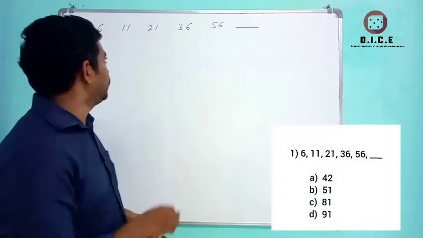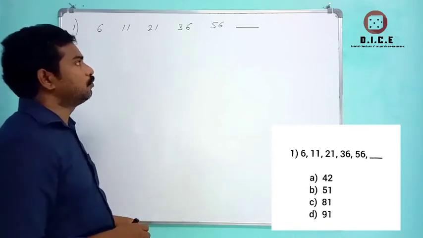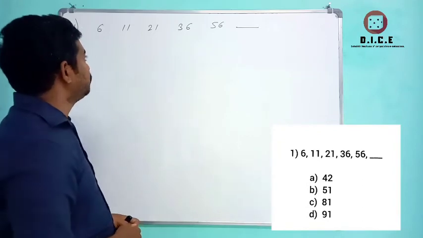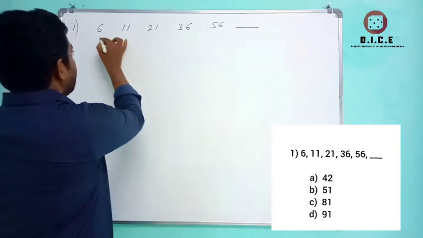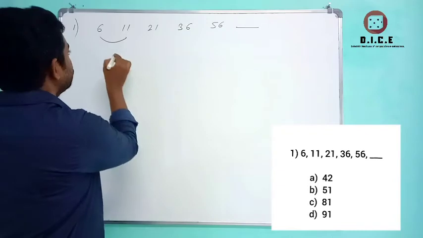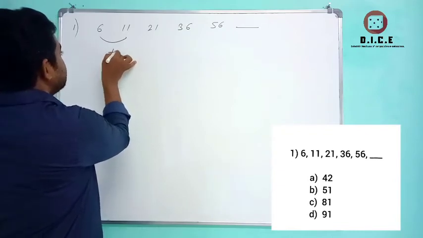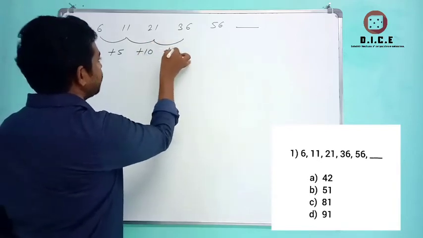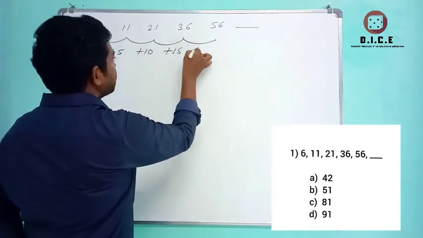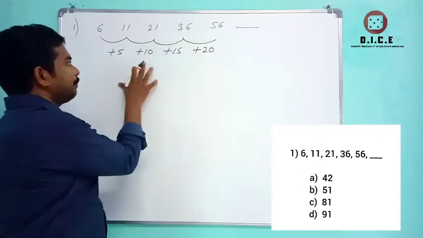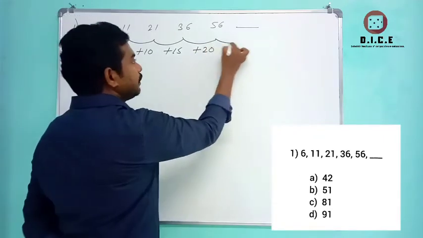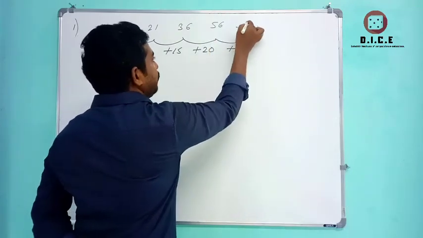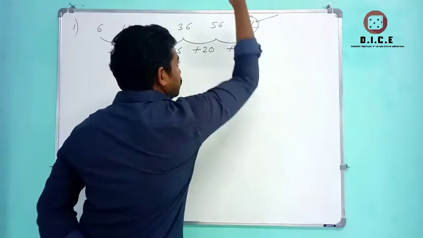Now you see question number 1 here. As I said, try to focus on 3 models, that is difference, multiplication or some logic. By seeing the numbers, you can see the pattern is increasing, so try to see the difference. 6 and 11 is plus 5, 11 and 21 is plus 10, 21 and 36 is plus 15, 36 and 56 is plus 20. If you see plus 5, plus 10, plus 15, plus 20, the next should be plus 25. If we add 25 to 56, that will be 81, which is your answer.